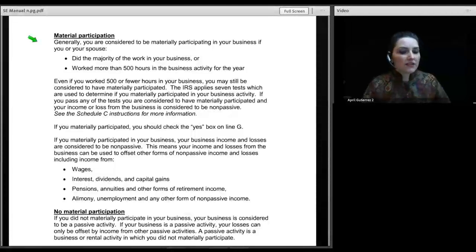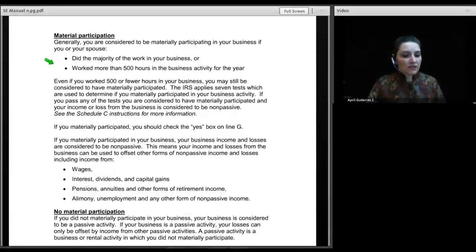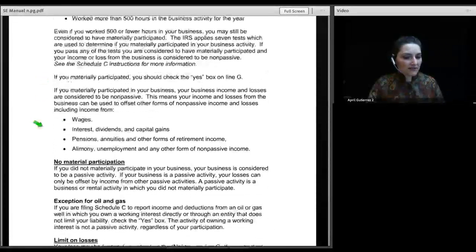And generally, you are considered to be materially participating in your business if you or your spouse did the majority of the work in your business, or you worked more than 500 hours in the business activity for the year. Even if you worked 500 or fewer hours in your business, you may still have been considered to be materially participating. The IRS has a series of 7 tests that you go through to determine whether or not you are materially participating. If you pass any of the tests, you can check the yes box.